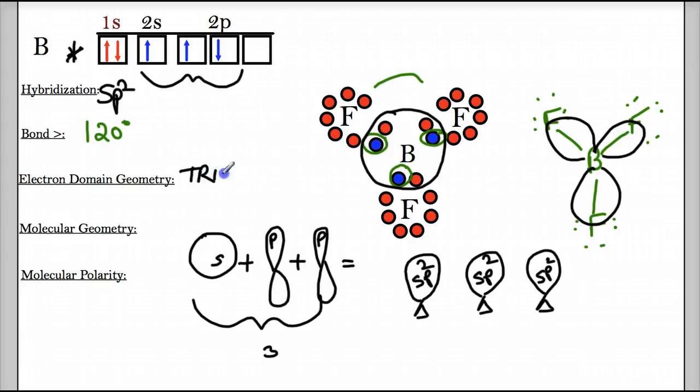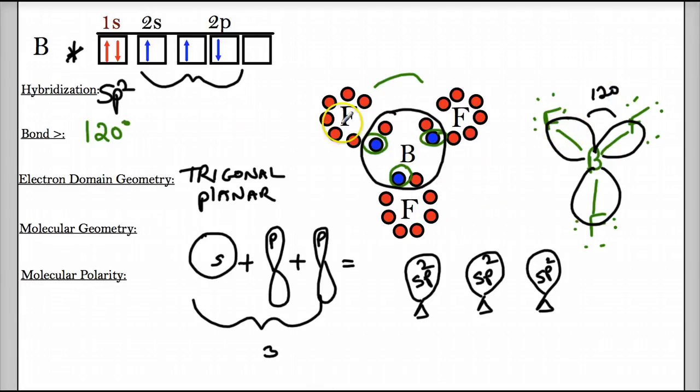So trigonal is another word for triangle, planar. This would be on the same plane, so I have to pick this up on the same plane. These are flat, and the 120 degree bond angle is in between. That's the only way to explain the shape.